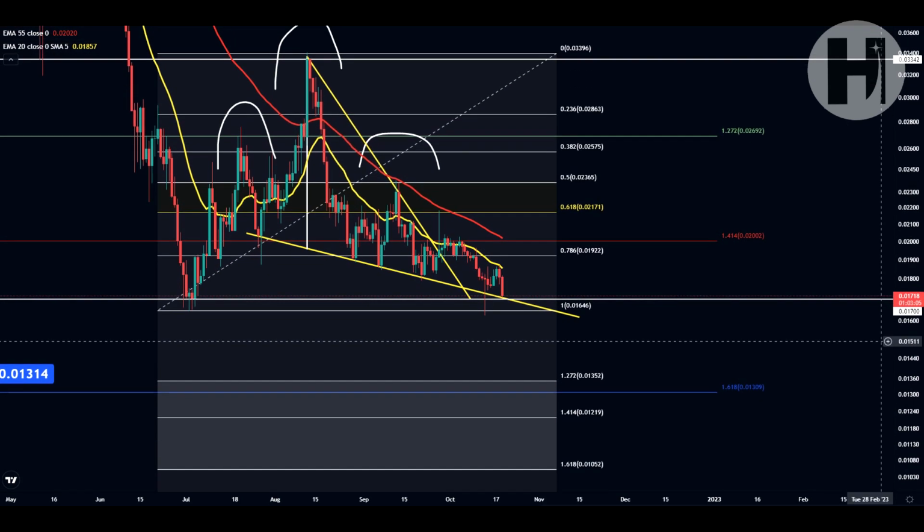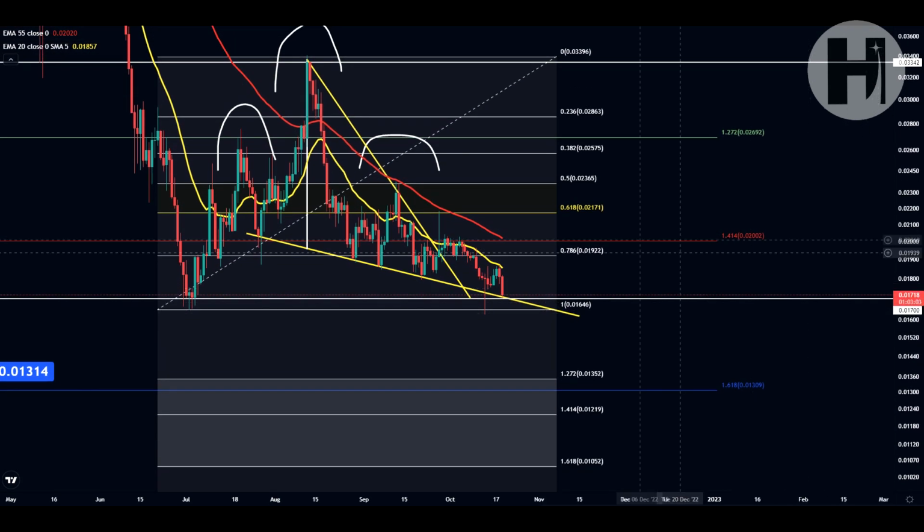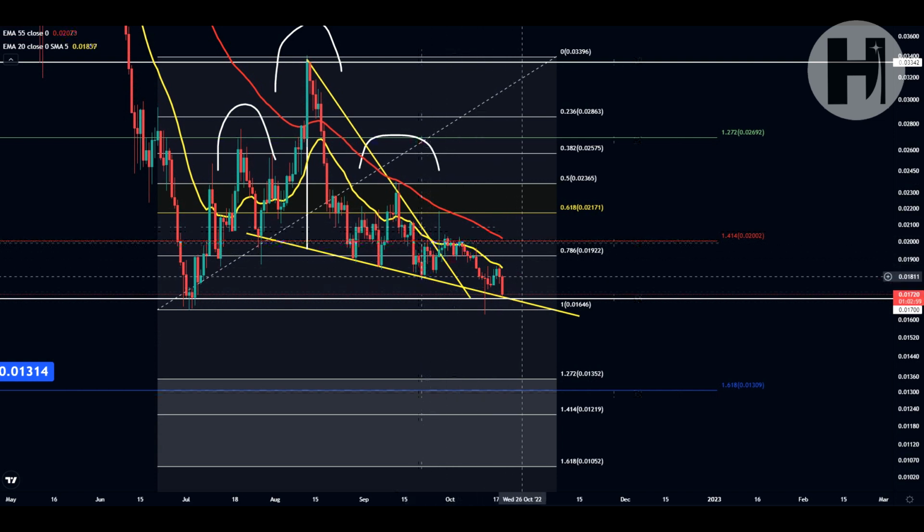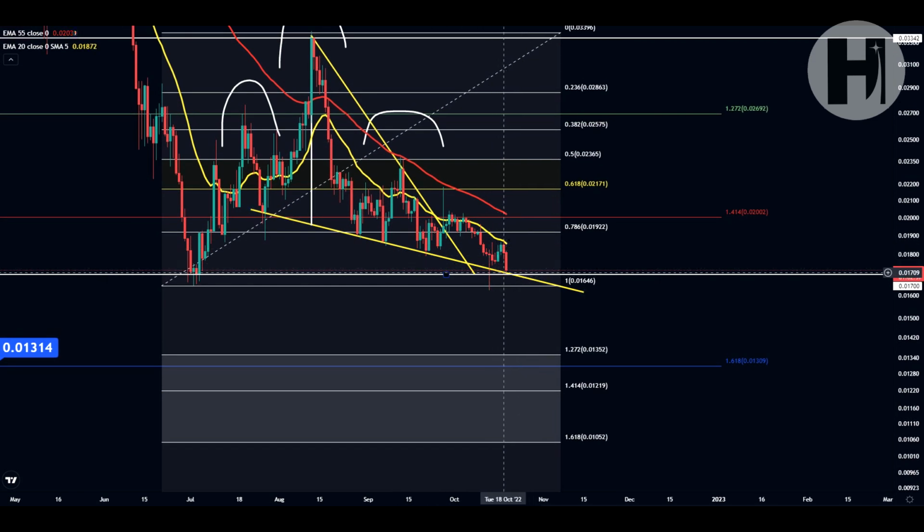And if we start losing it, that's going to be quite a bearish signal, in my opinion, because you're going to be losing a multi-month support trend line. Now, when that happens, that typically means you're going to have more targets to the downside.